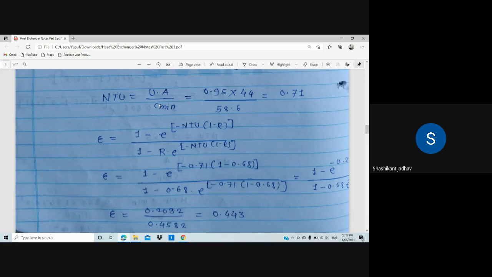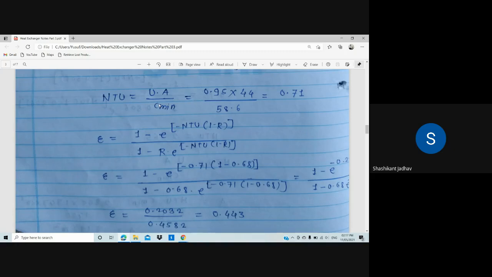Okay, so all of you understood the process of how to calculate the outlet temperature. First of all we have to calculate CH, CC, then R, then NTU, then effectiveness, and from that effectiveness equation we have to calculate the value of TH2 and TC2. Okay, so we get the value of effectiveness is equal to 0.443.